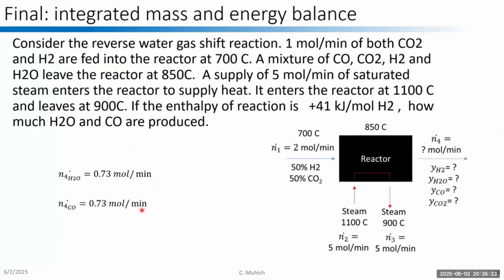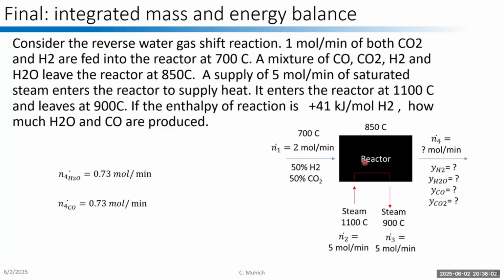All right, so what did we do? We were able to solve how much water and CO are being produced. As a reminder, we read the problem and drew a picture. We did an initial mass, mole and atomic species balance that did not provide us enough information, so we had to go to energy balances. We did an energy balance on the steam stream, and then we did an energy balance on the reacting stream.